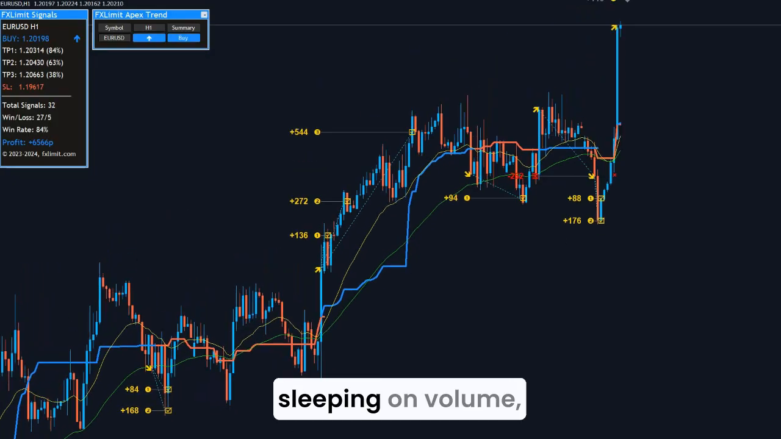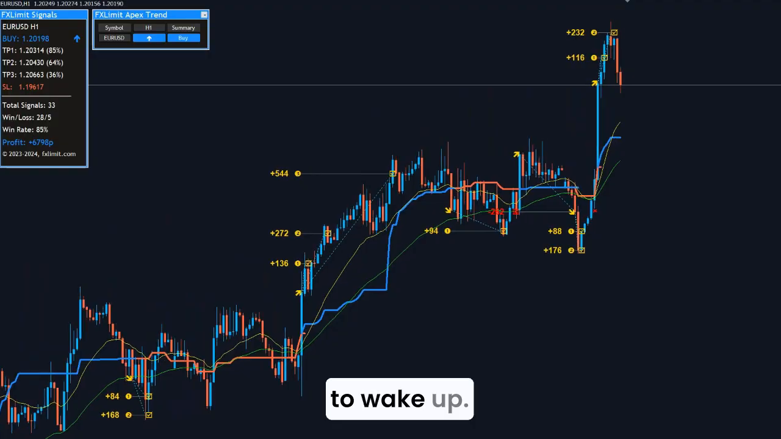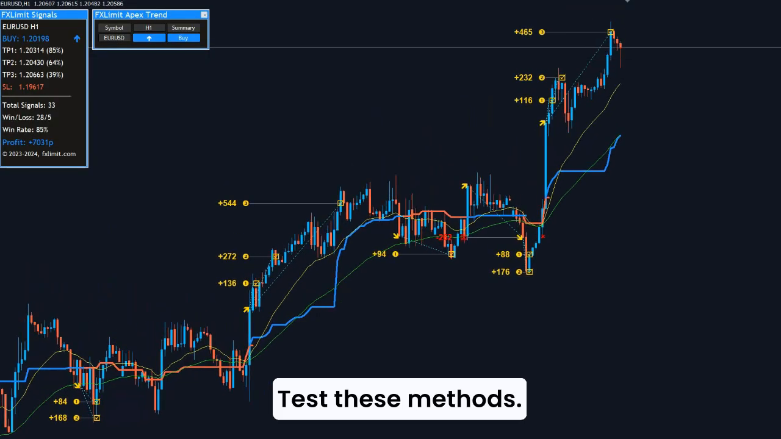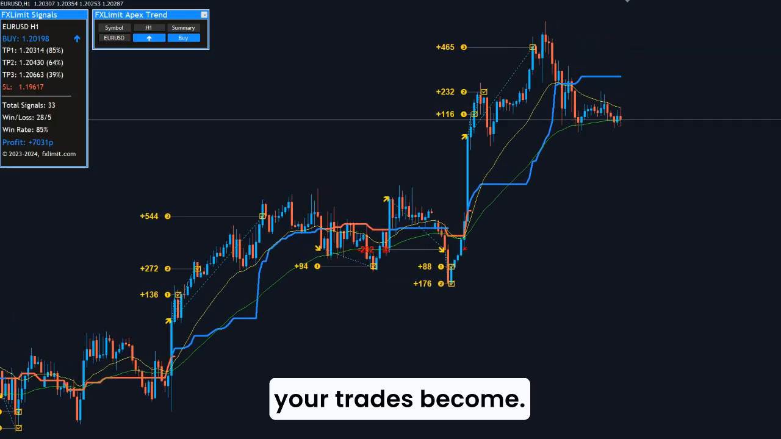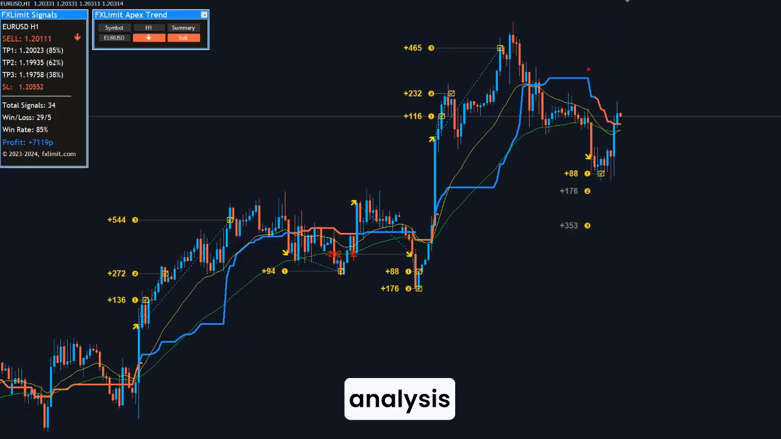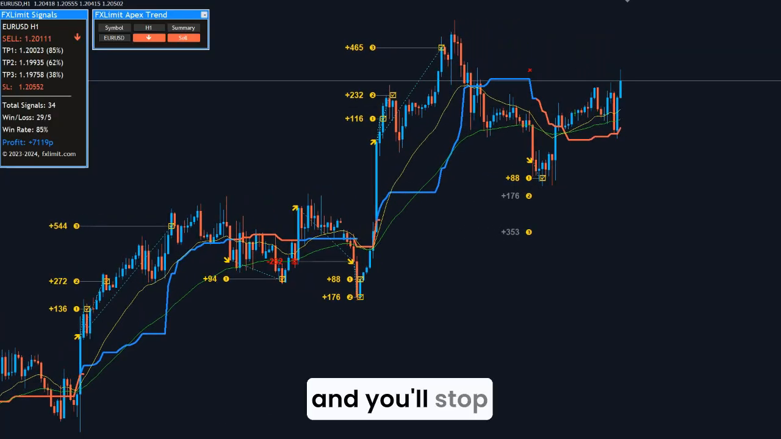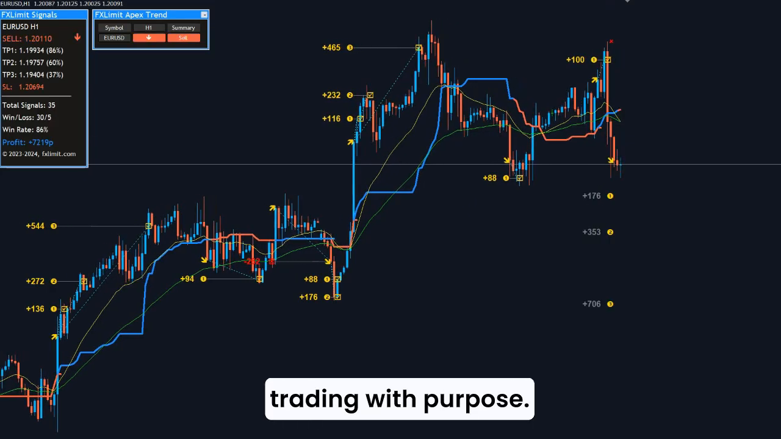So if you've been sleeping on volume, now's the time to wake up. Test these methods. Start small, and over time, you'll notice how much clearer your trades become. Combine volume analysis with accurate tools, and you'll stop guessing and start trading with purpose.